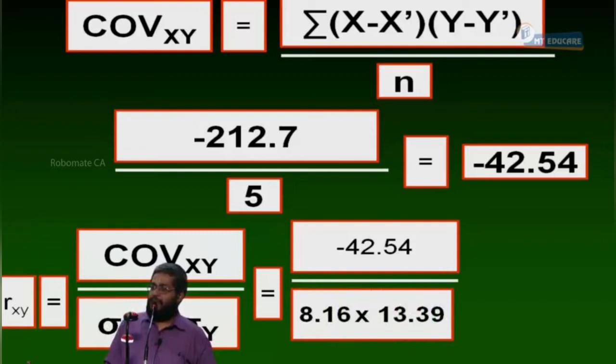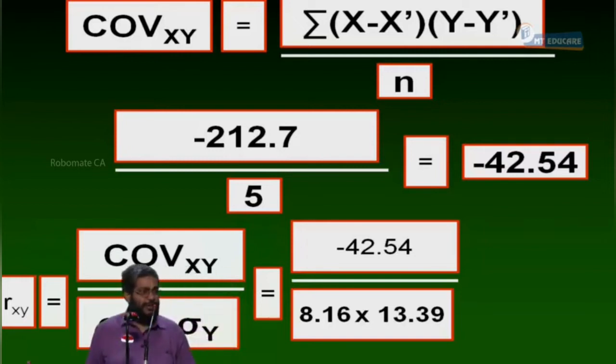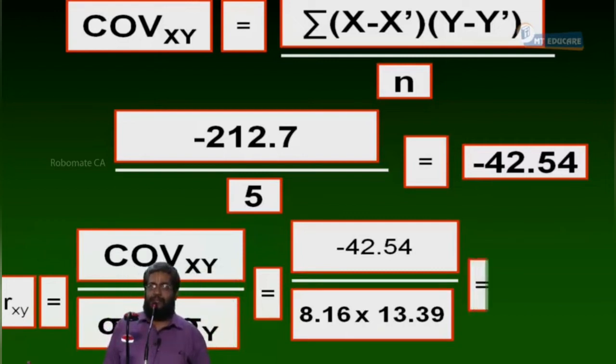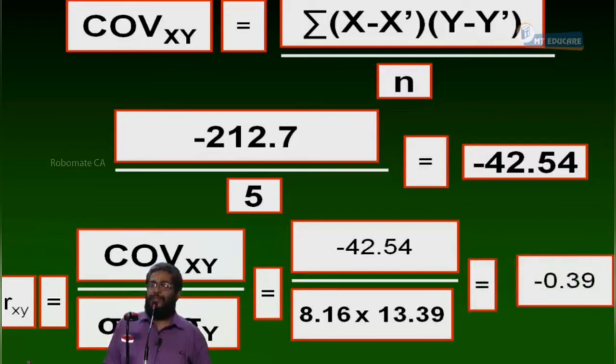8.16 into 13.39, which we calculated in the first sum. Don't ask me where it is given. We have calculated in the first class. Yes or no? So minus 42.54 divided by 8.16 into 13.39. Can you just tell me the simplified number is going to be how much here? Minus 0.39. The answer is minus 0.39.